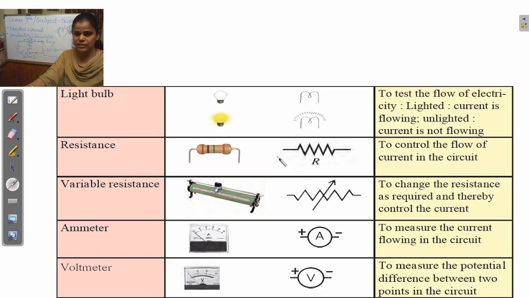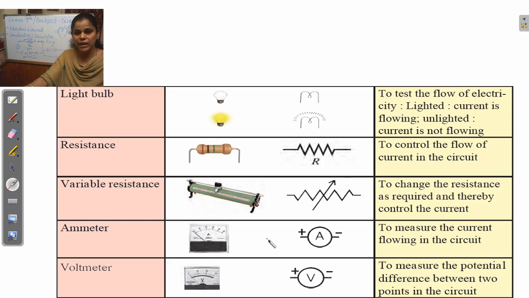Then resistance, the symbol is R. To control the flow of current, we can adjust the resistance, we can decrease or increase the resistance in any circuit diagram as per requirement. Then variable resistance is used to change the resistance. The symbol of the variable resistance is this. This resistance controls the flow of electric current. Using the variable resistance we can increase or decrease the resistance in the circuit diagram.